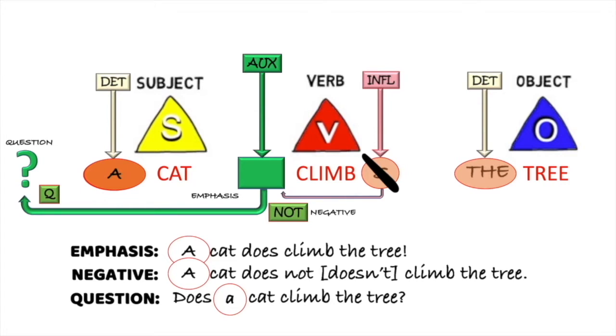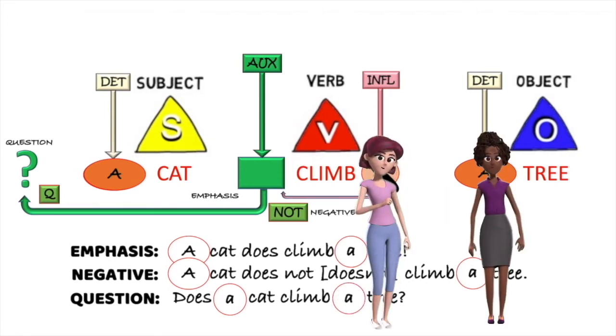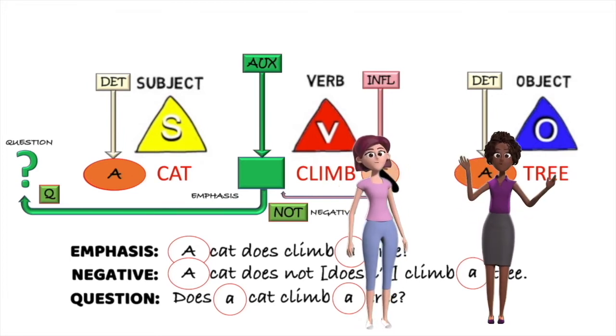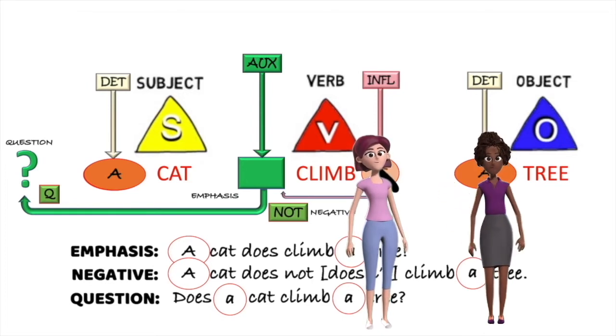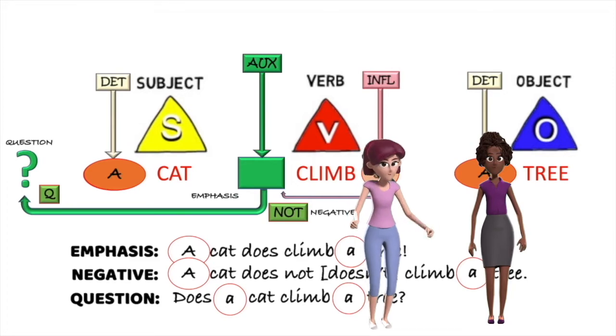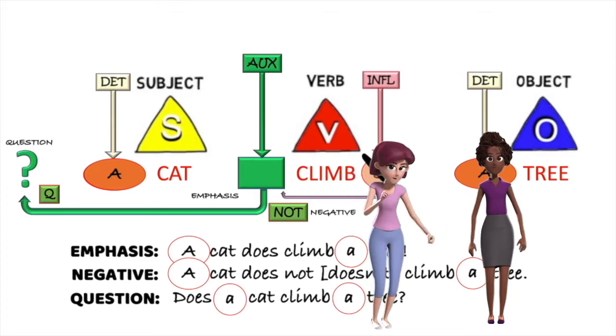And of course, we can change it from the tree, that is one particular tree, to a tree, any tree. So we can have a cat does climb a tree, a cat doesn't climb a tree, and does a cat climb a tree? I like the and a, don't you? Well, sometimes, but I still get very confused about it all. Yes, I think it's one of those things we need to practice a lot before we really understand it.